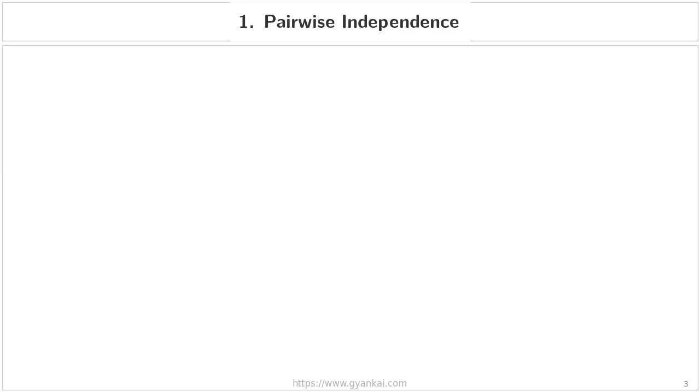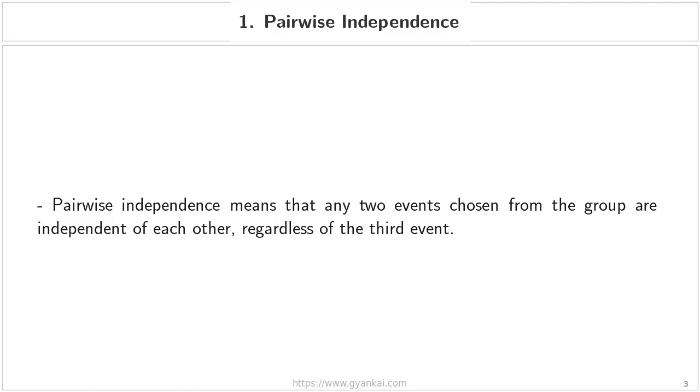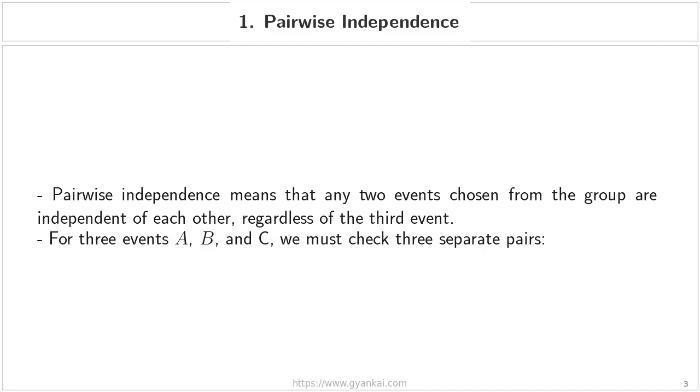1. Pairwise independence. Now that we understand that mutual independence requires two different levels of checking, let's dive into the first level, pairwise independence. Think of pairwise independence as looking at the events in small groups of two. It means that if you pick any two events from our set, they behave independently of each other, regardless of what the third event is doing. So, if we are working with three events, let's call them A, B, and C, we can't just look at them as one big group yet. We have to systematically check three separate pairs.